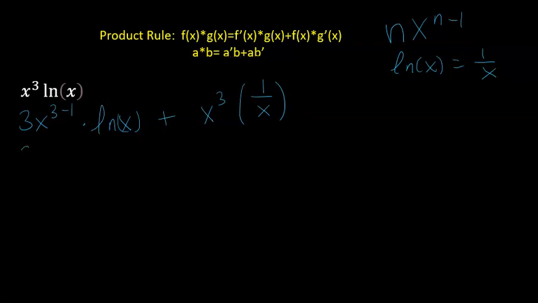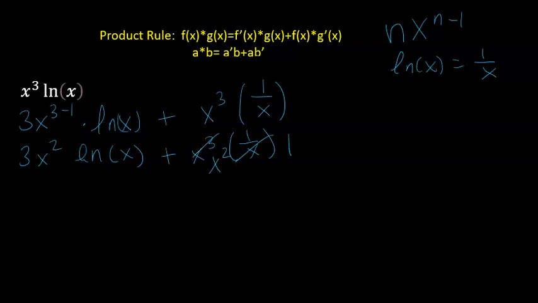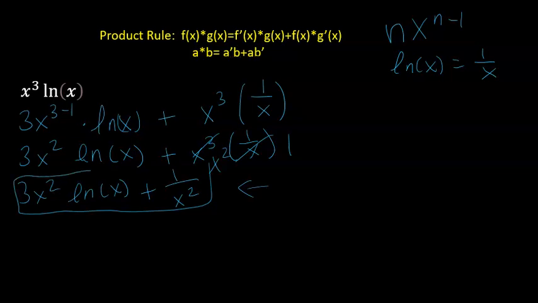So let's clean it up. I'm going to have 3x to the second ln x plus x to the third over x. So we can actually reduce that further. Let's get rid of this. That gives me 1, and that gives me x squared, right? So it becomes 3x squared ln x plus 1 over x squared. This could be the answer. Let me just try to box this. We can further reduce it.